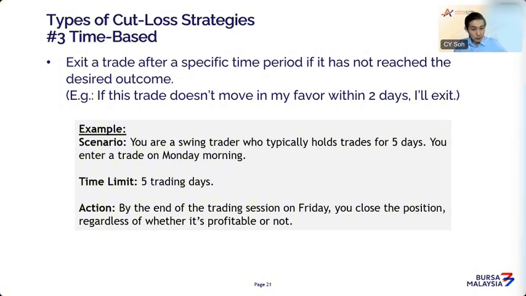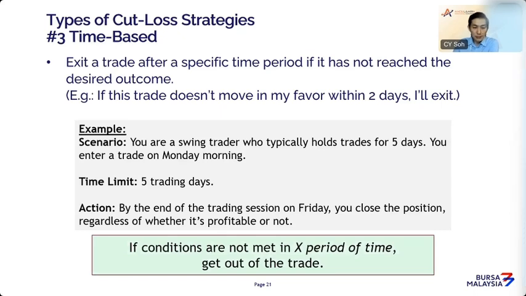Now, of course, there is a drawback here, because if you exit the trade after 5 days, you may be having a premature exit, especially if the trend is actually very strong. If a trend lasts for 2 weeks, 3 weeks, or even 4 weeks down the road, you are only able to capture the first week of the trend. Later on, you might miss the trading opportunity. So this is the drawback of the time-based approach.